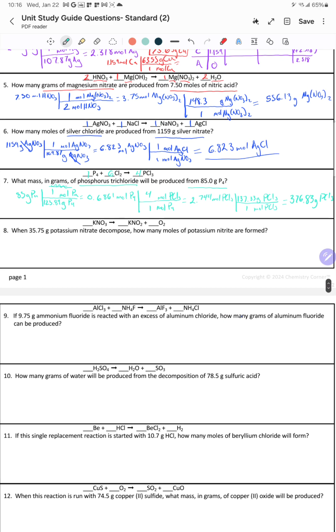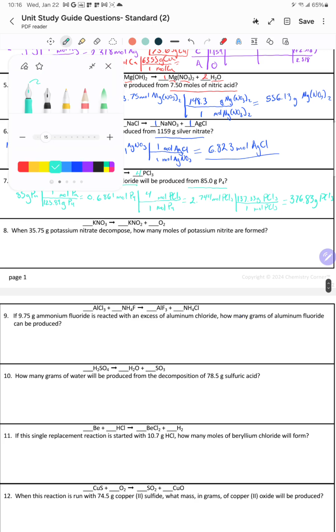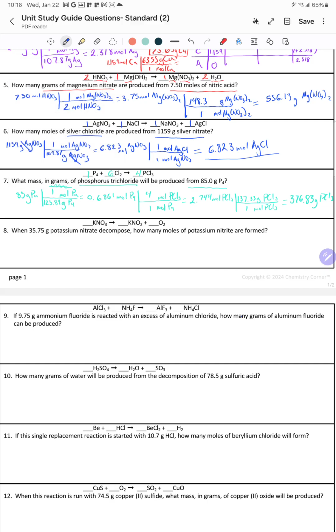All right, let's move on to number 8. Let's change color again here. Let's go dark blue. Why not? All right. It says when 35.75 grams of potassium nitrate, so this is what I'm starting with, it's right here, it decomposes, means break down. This is a decomposition reaction. You start with one reactant, breaks down to multiple products. How many moles of potassium nitrite are formed? So we're looking for how many moles of this are here.